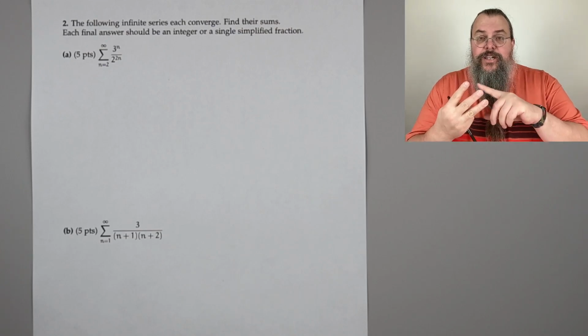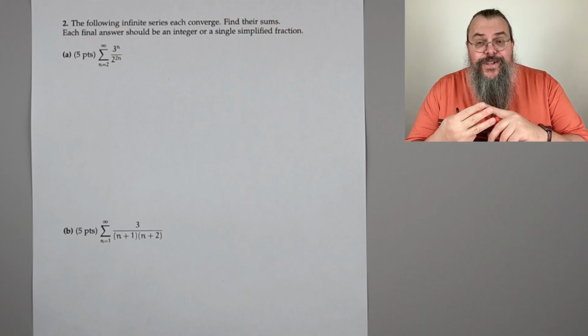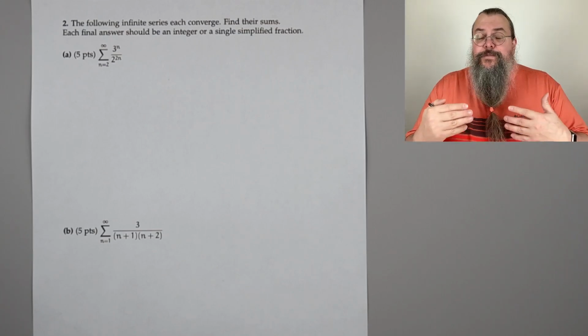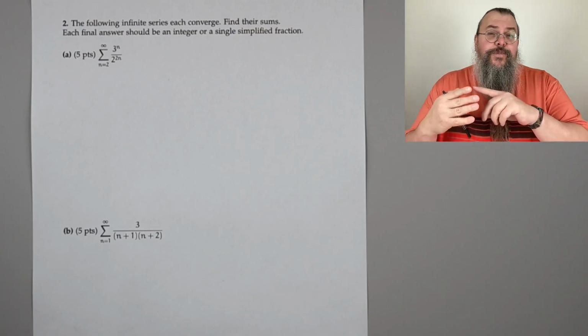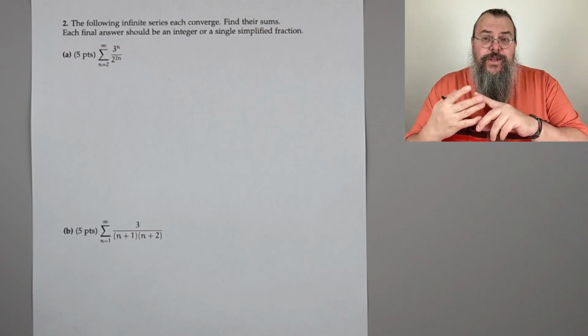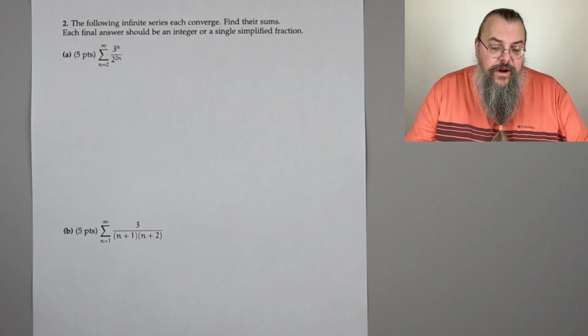Geometric, telescoping, or it's a really nice series. In other words, it's something that comes from a Taylor series. So usually we're going to be looking for things that are geometric or telescoping. All right, so let's take a look.